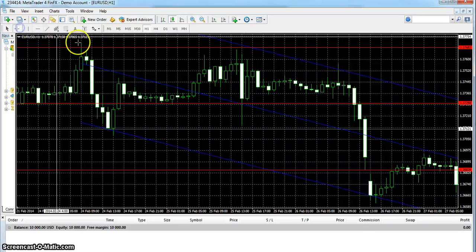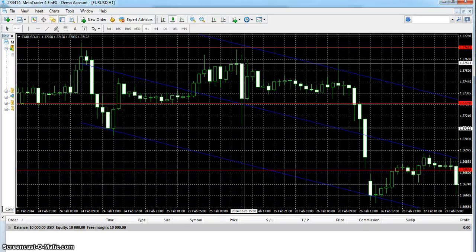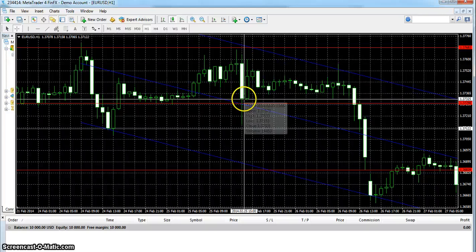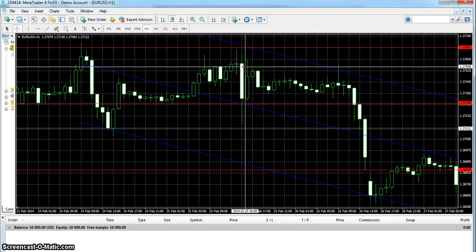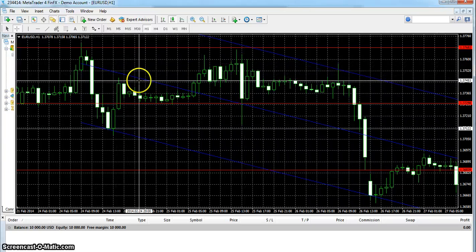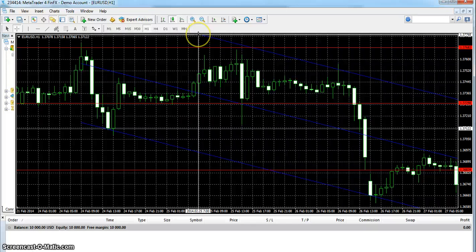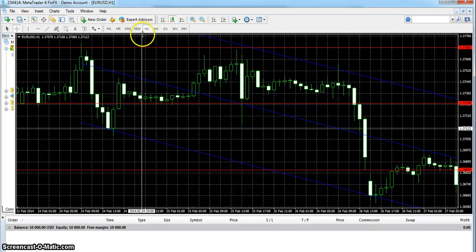So what have we got here? In 1 hour, we would have gone from 37.57 to 37.33. So over 20 pips. $200 in 1 hour. And it's a very safe trade. Okay. Let's look for another safe trade. Let's zoom back out.